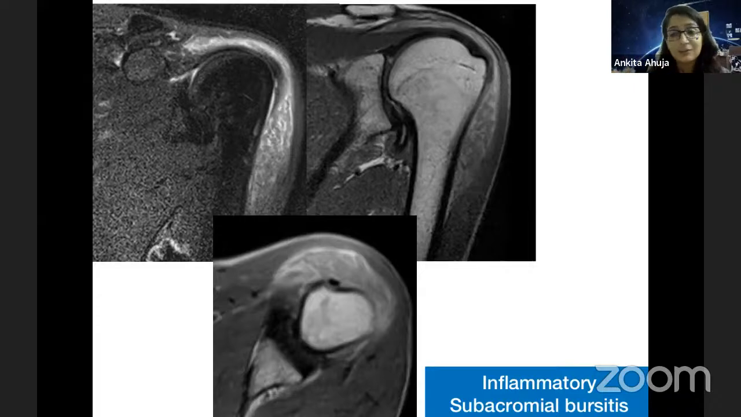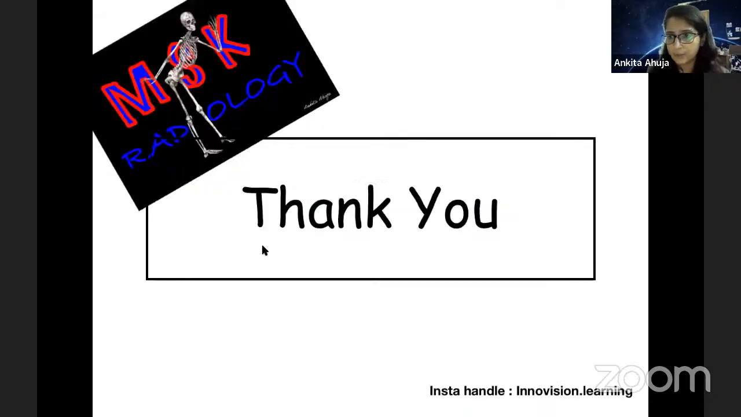So this is something which on imaging we knew that we are dealing with something inflammatory, and then we figured out the history. Patient was rheumatoid positive. So we are dealing with rheumatoid arthritis with inflammatory subacromial bursitis in this case. I think with this, I sum up the thing.